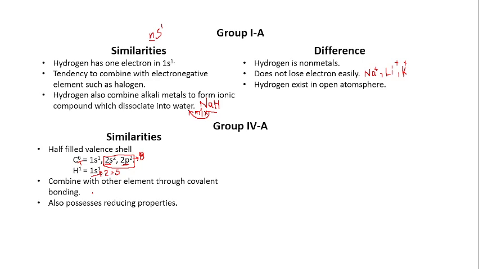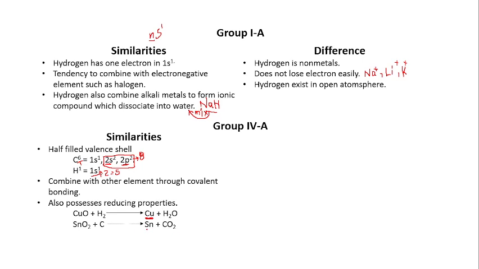Let's see the example of reducing properties. When hydrogen combines with copper oxide, they form metallic copper and water. In this case, copper oxide is reduced into copper metal. So hydrogen possesses reducing properties. Likewise, carbon also possesses reducing properties. When tin oxide reacts with carbon, it forms metallic tin and carbon dioxide. So carbon and hydrogen have reducing properties.